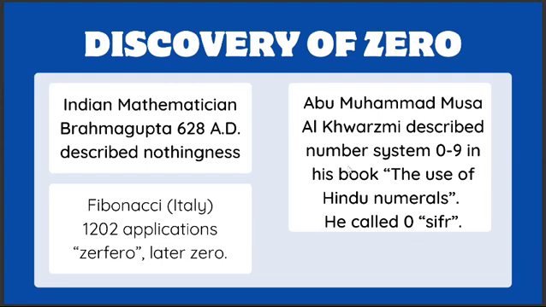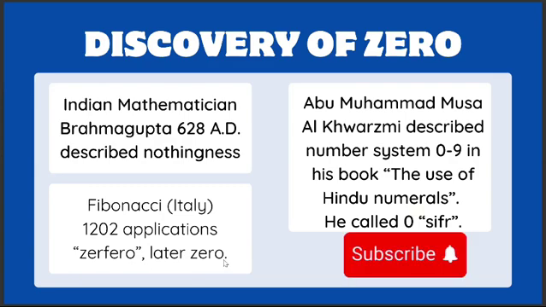Later on, the decimal number system was introduced to Europe by an Italian mathematician, Fibonacci, in 1202, and he wrote a book about various applications of these numbers, positive numbers. Also, he called Zafiro to be Sifr, which later on became zero.